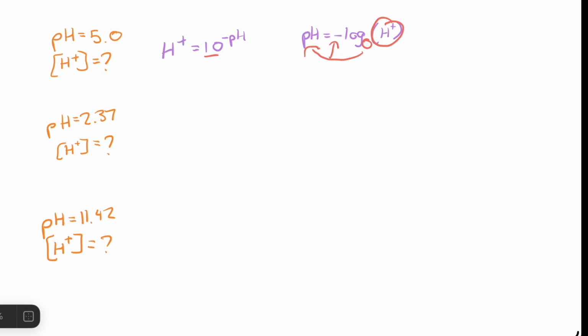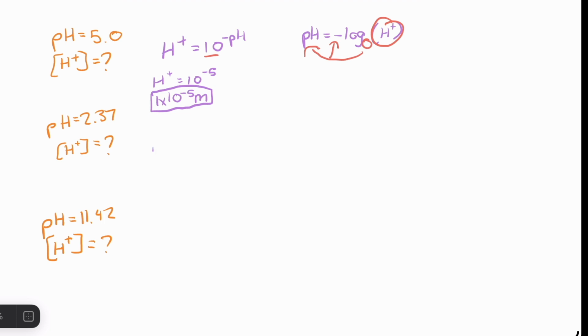So if we apply it into this first circumstance where we have a pH of 5, we can just write the H plus as being 10 to the negative 5th. And that gives us a 1 times 10 to the negative 5th molar concentration. Let's do another one like this. If we have a pH of 2.37, what is the proton concentration?